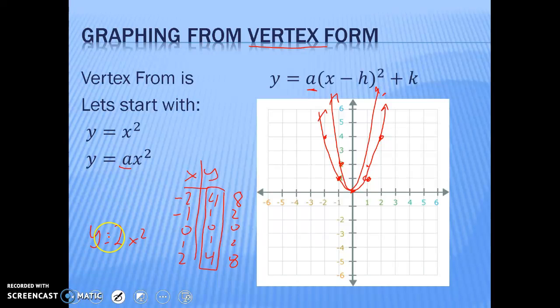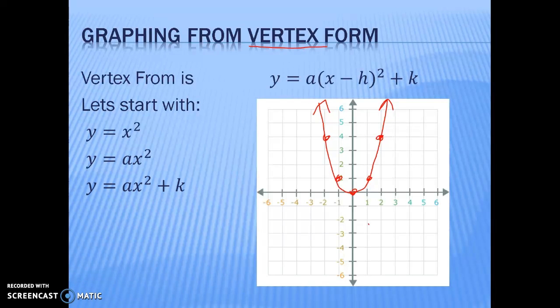Same thing, if a is negative, I would take all of these values and multiply them by a negative number. Let's say it's negative 2. Then I would not have positive 8, but negative 8 and negative 2, and all of these numbers would be negative. So I'd have 2, negative 8, and 1, negative 2. My parabola is going to be opening down instead of opening up. So if a is positive, it opens up. If a is negative, it opens down. And the bigger that a is, the skinnier my graph is going to become.